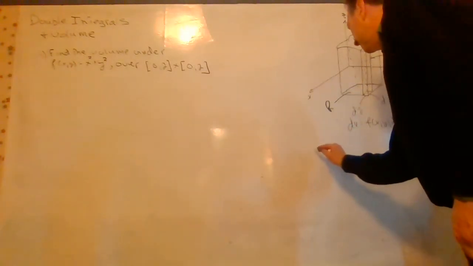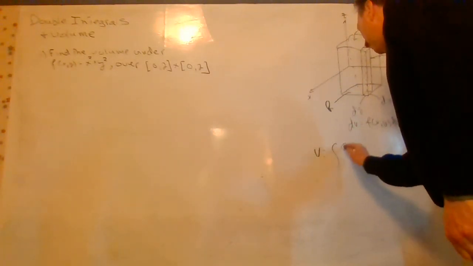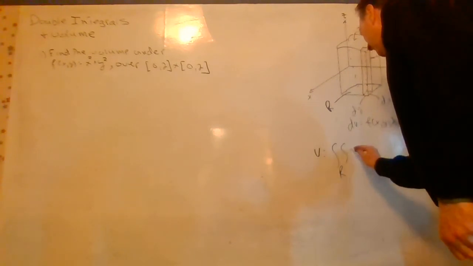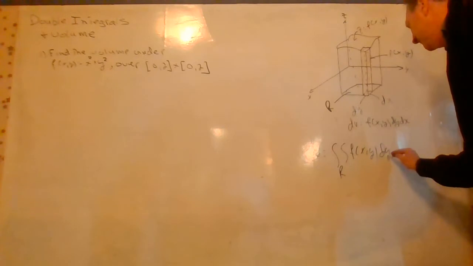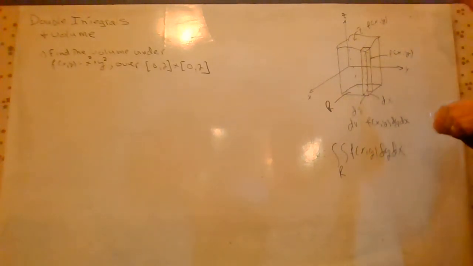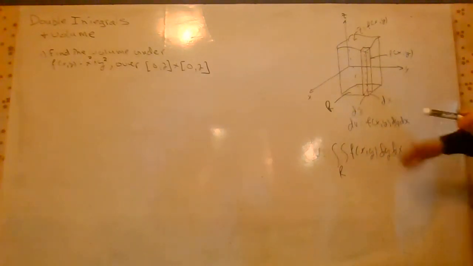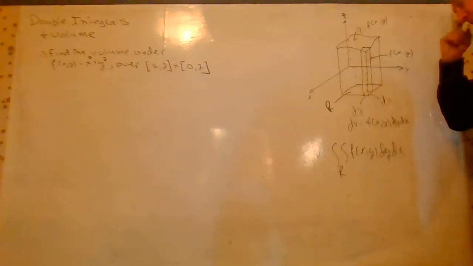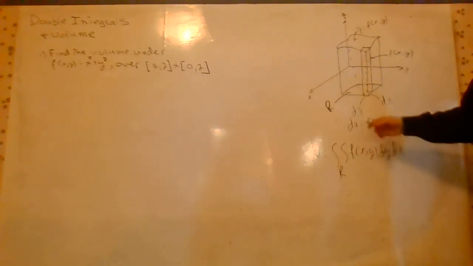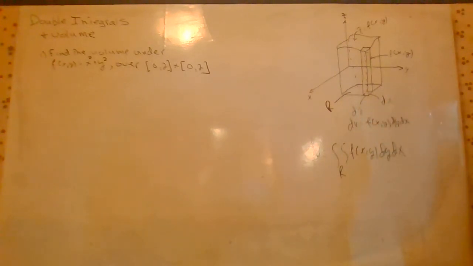And the volume will be the double integral over this region R, f of x y, dy dx. So this double integral can represent a whole lot of things. Last lesson we saw it could represent mass. We can use that to calculate average value, and now we can add it up to be volume.